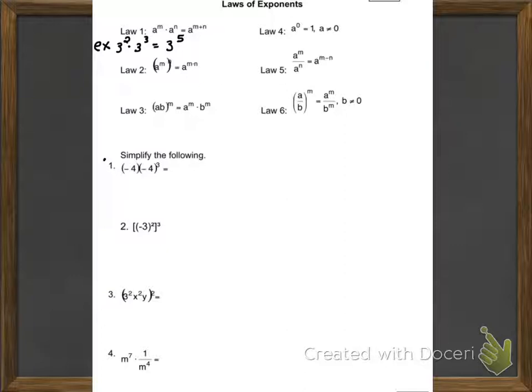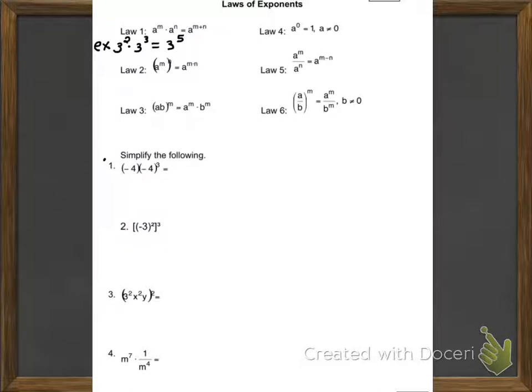And you can see, I'm going to go down here, I'm going to erase it eventually just because it'll make all the notes too crowded. But if I have 3 squared, that's 3 times 3. 3 cubed is 3 times 3 times 3. And you can see that altogether that's 3 to the 5th. So what you look for in this is bases that you're multiplying by each other. You add your exponents.